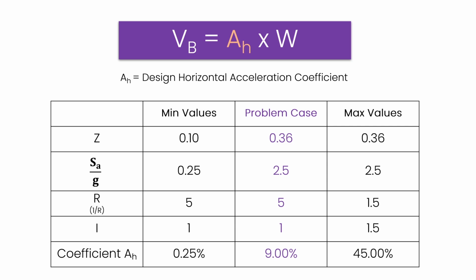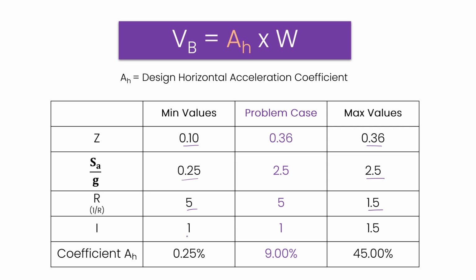So the minimum value of Z is going to be 0.1 for the zone 2 and the maximum value is going to be 0.36 as per zone 5. The SA by G values, if you would see the graph or the equations, is going to be 0.25 and the maximum value of SA by G is 2.5. Since R is inversely proportional, we'll be utilizing the maximum value for calculating the minimum value of AH because again, it is inversely proportional. So the maximum value of R is 5, which will result in the minimum value of AH, and the maximum value of AH would be gained by getting the minimum value of R, which is 1.5.